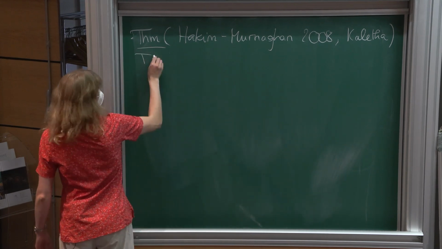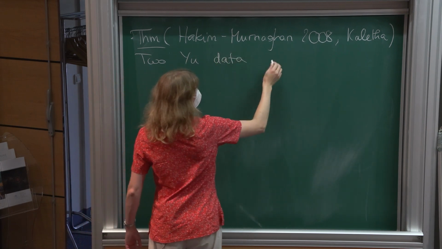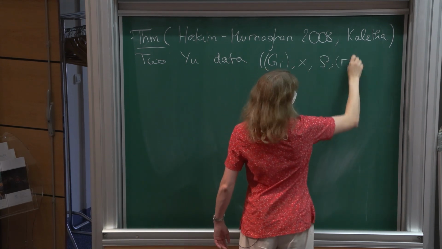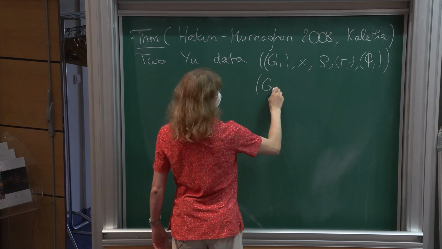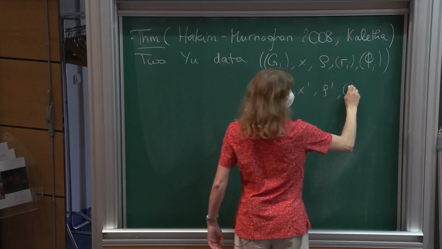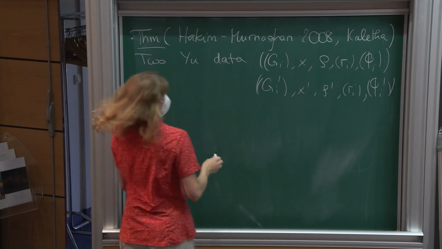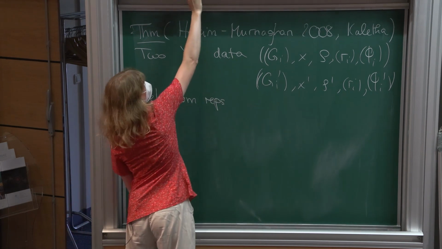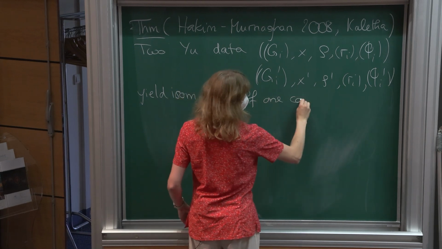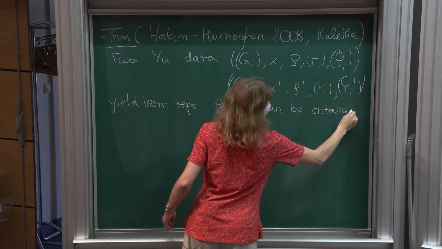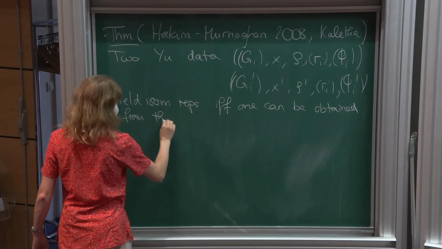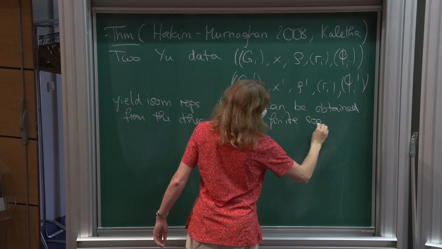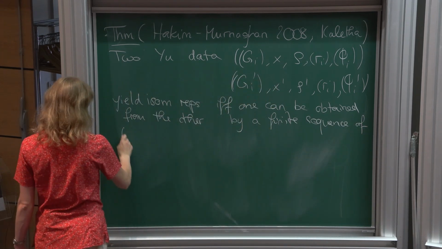So they say that two datums, say (G^i, x, rho, r_i, phi_i), and the same with the prime, (G'^i, x', rho', r_i', phi_i'), yield isomorphic representations if and only if one can be obtained from the other by a finite sequence of the following operations. And there are three operations you can do.